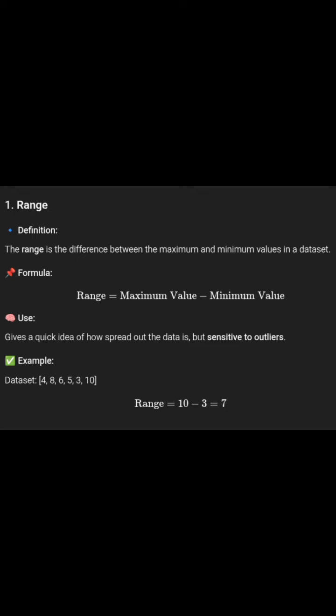What is the range used for? We can use the range as it gives a quick idea of how spread out the data is, but it is sensitive to outliers. We can see an example of a range. We took the data set 4, 8, 6, 5, 3, 10, and the range is equal to 10 minus 3, which is equal to 7.